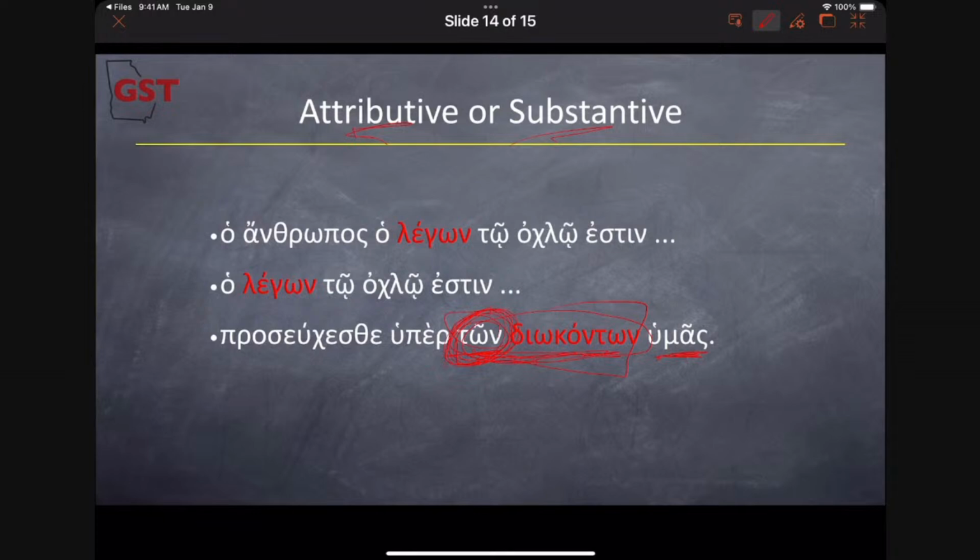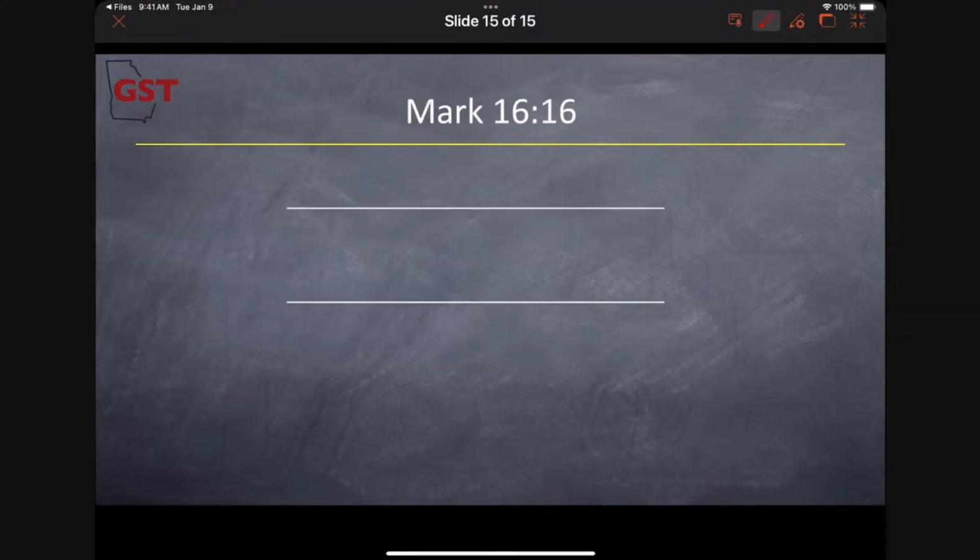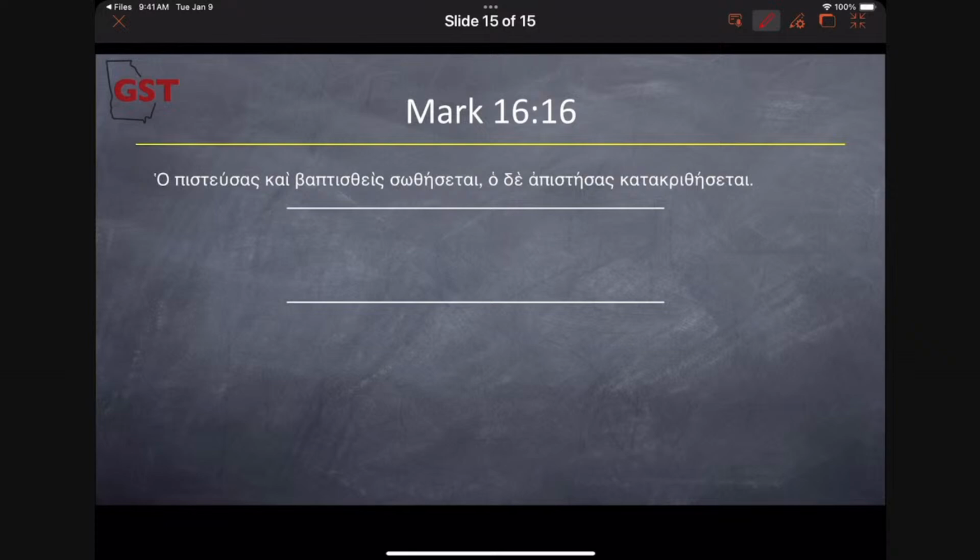All right. That's quicker. I'm going to do one more example. We've got to close and move quick. Mark 16:16. This is all going to be adjectival. We're doing salvation verses, right? Matthew 28:19 and 20. Mark 16:16: ho pisteusas kai baptistheis sothesetai, ho de apistesas katakrithesetai. Okay, let me just read it in English.